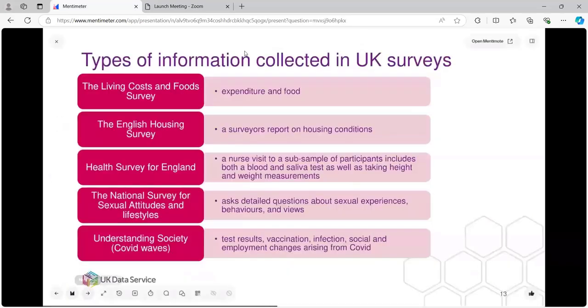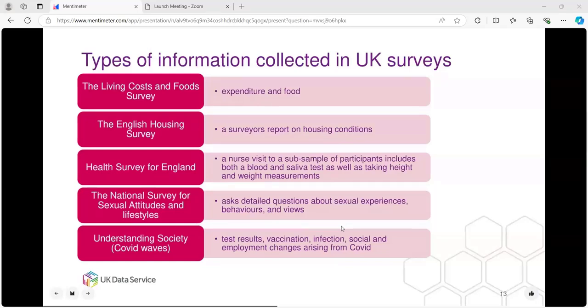So let's go on and have a look at what we do have. We've got the Living Costs and Food Survey, which gives us information on expenditure and food. The English Housing Survey has two parts. One looks at residents. The other is a sample of houses and a housing stock check. Within the Health Survey for England and in ELSA, we've used biological samples, blood and saliva tests, and height and weight measurements. There's a National Survey of Sexual Attitudes and Lifestyles.